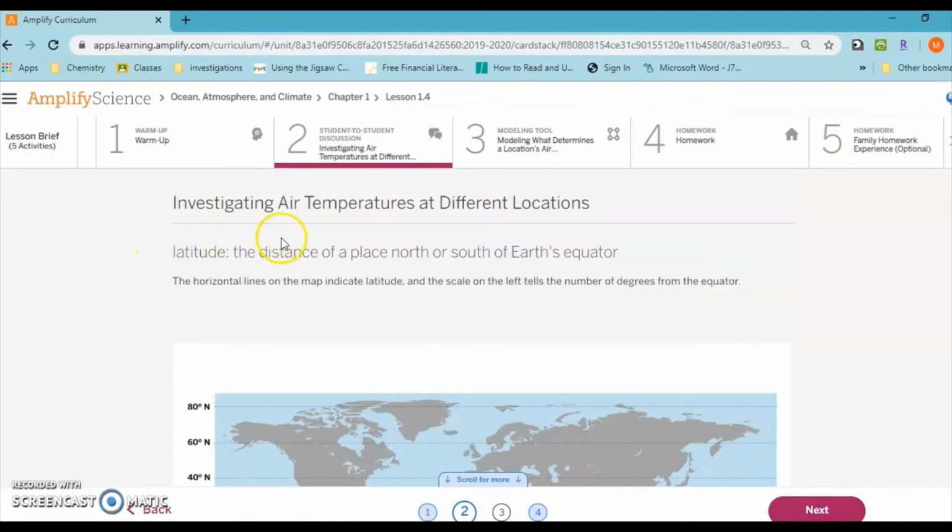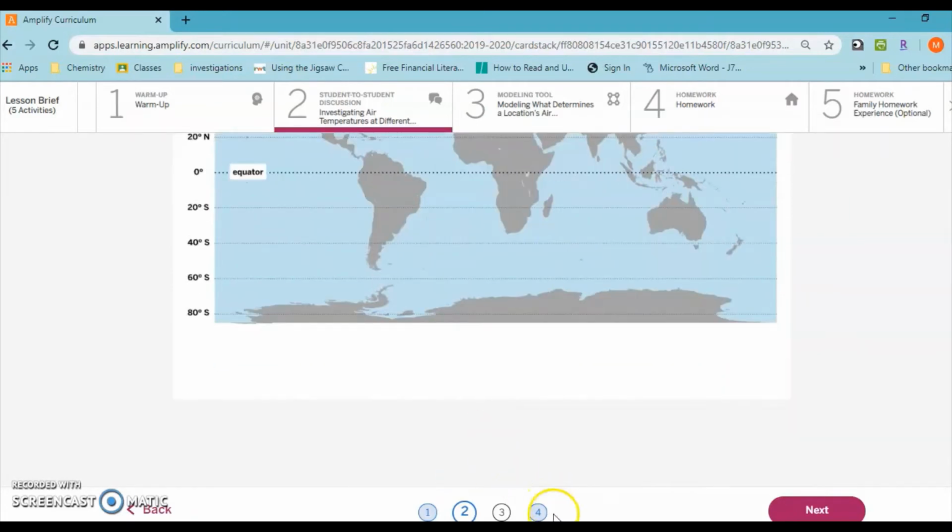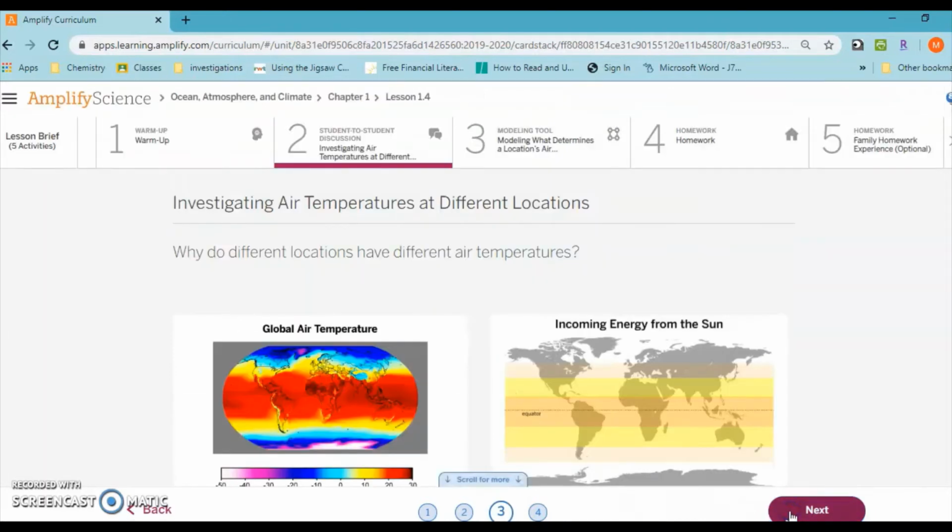You should have covered the word latitude, which is the distance north or south of the equator. And remember from the video that the equator is the line that divides the globe into northern and southern hemispheres, right? And so I'm going to hit next.